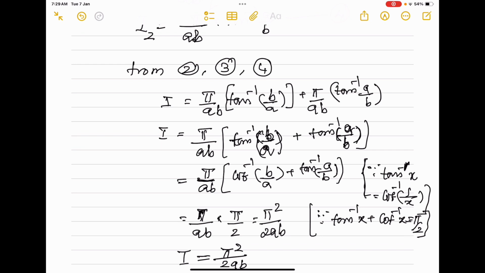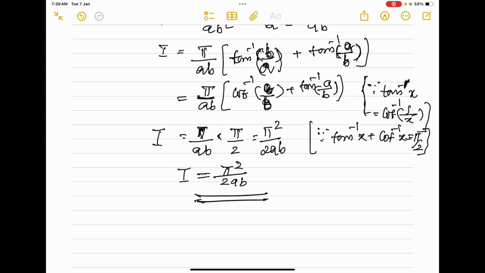Another result is that tan inverse x plus cot inverse x equal to pi by 2. So here I equal to pi by ab into tan inverse b by a plus tan inverse a by b. We want to change this tan inverse b by a as cot inverse a by b. So pi by ab into cot inverse a by b plus tan inverse a by b. The result is: tan inverse x plus cot inverse x equal to pi by 2. So pi by ab into pi by 2, that is equal to pi square by 2ab. Therefore I equal to pi square by 2ab.